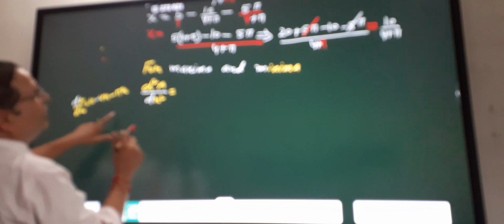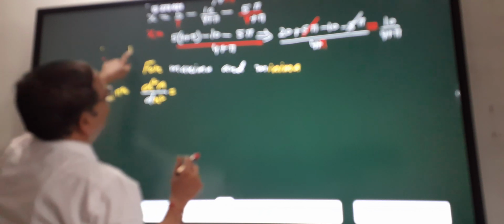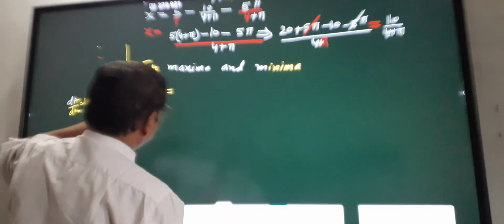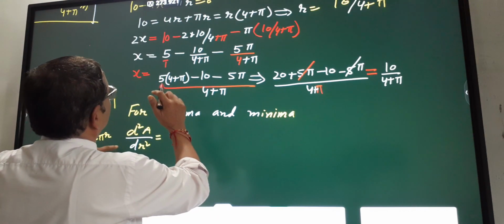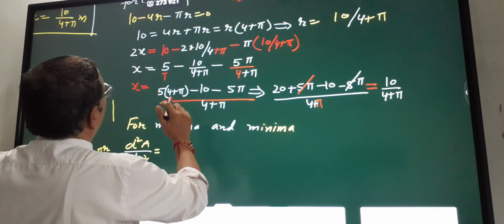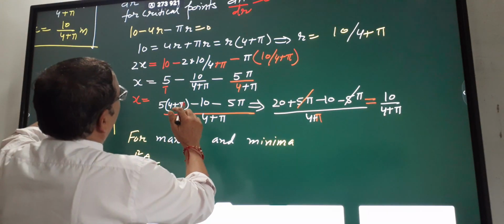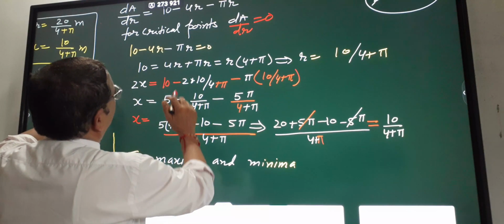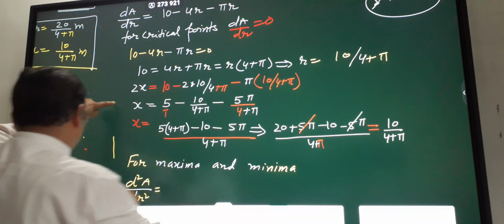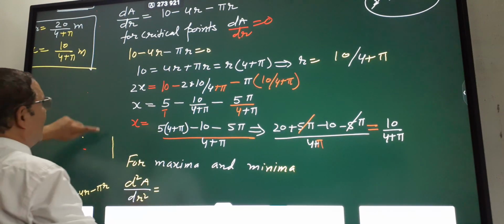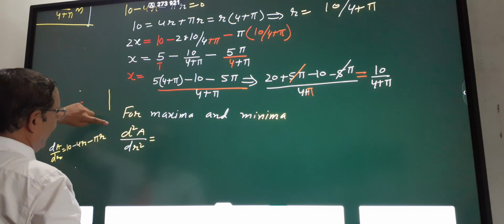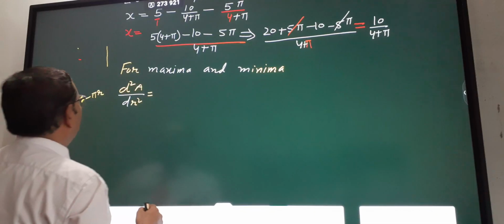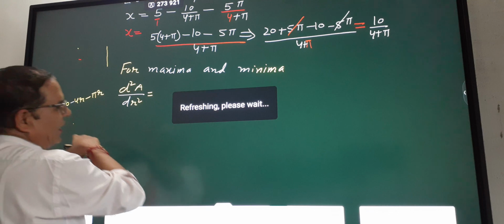This is, I think, right? It is dA upon dr. Yes, 10 minus 4r minus pi r. So this is that single order derivative. So now we have to go for the double derivative. Right? So I am going to differentiate this one again.